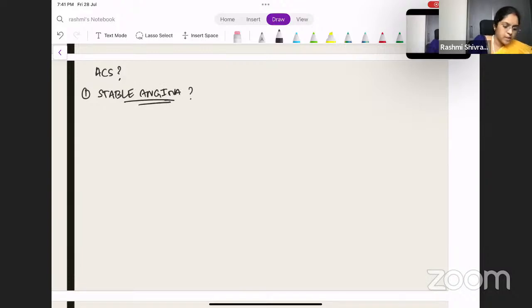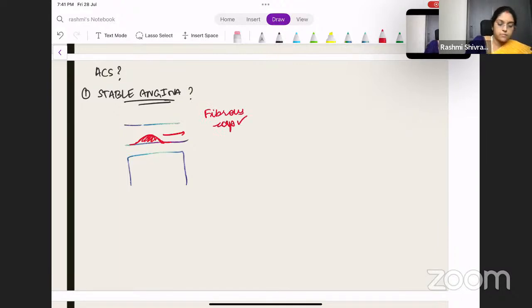So what happens in stable angina? See, this is the vessel wall. Okay, and this is the myocardium. There is a plaque here. But this plaque is very, very strong. The fibrous cap over the plaque. This is an atherosclerotic plaque. The fibrous cap is very strong. Fibrous cap is good. So what happens? Because the fibrous cap is good, the plaque does not rupture. No rupture.